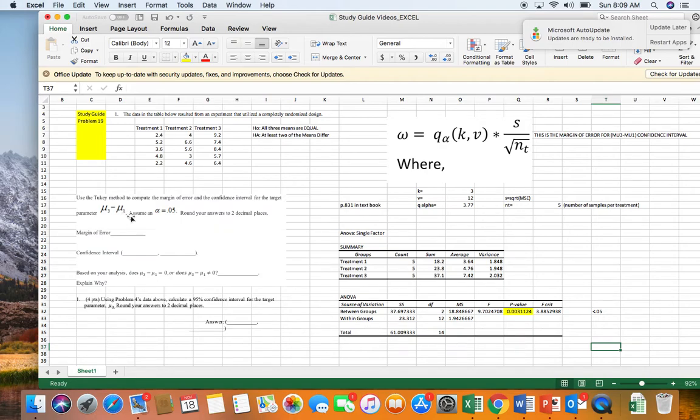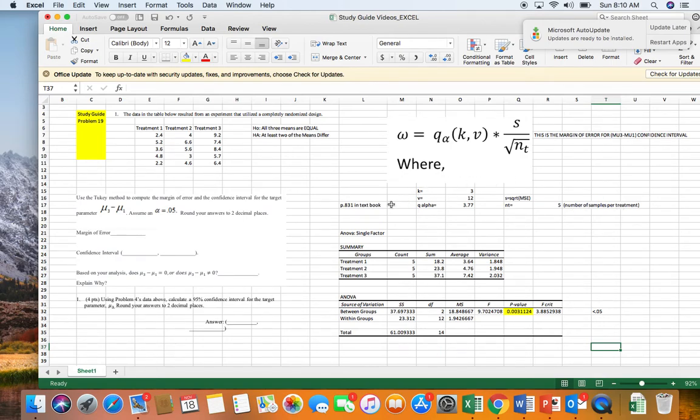As stated before, we're going to assume an alpha or level of significance equal 0.05. So in order to calculate the margin of error, we're going to use this equation that we learned in class, and this equation represents the margin of error for the mu3 minus mu1 confidence interval. And so that equation uses this studentized range times the standard error divided by the square root of n sub t, where s, the standard error of the mean, is equal to the square root of MSE, n sub t equals 5, which is the number of sample treatments.